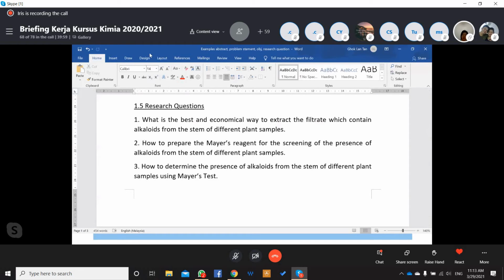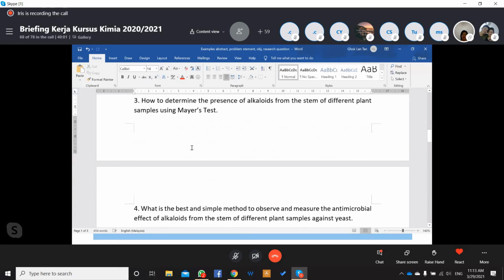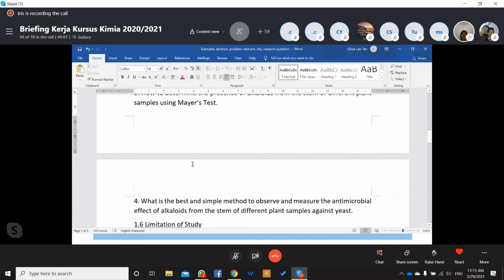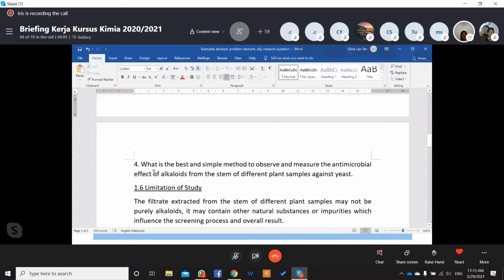So I start to search. Once I know, then I will know what to search. When I don't know, I don't know what to search. Okay, so finally, what is the best and simple method in the lab to observe and measure the antimicrobial effect of alkaloids from the stem of different samples against the aggression of yeast? Maksudnya, class, can you understand these three things? 1.3.